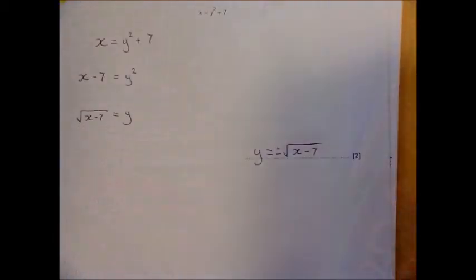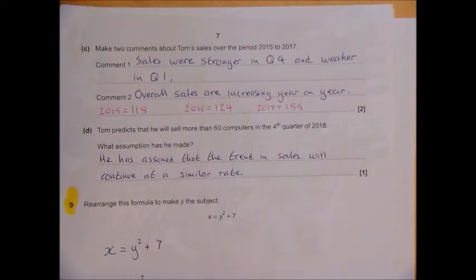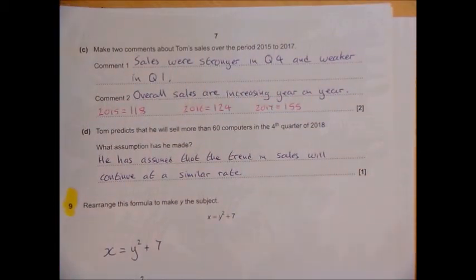There's a part C to this. Let's have a look. Part C. Make 2 comments about Tom's sales over the period 2015 to 2017. Now, as long as you're making an intelligent comment, you tend to get the marks for this. Don't just write things like they're going up. You've actually got to be a bit more specific. So let's have a look what I put.